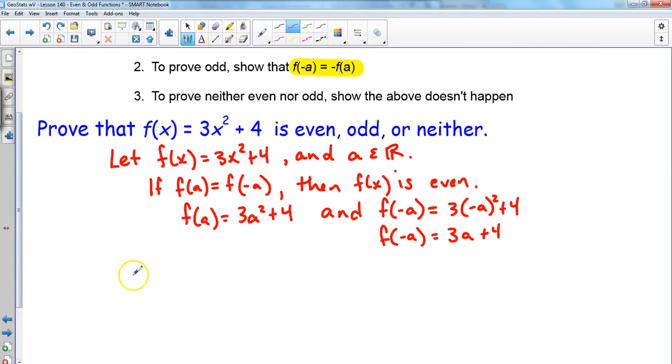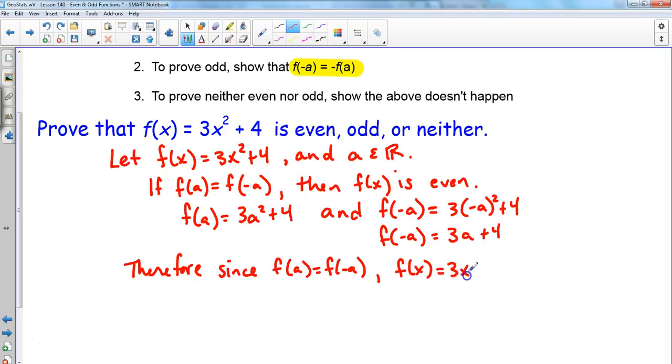So we just need a conclusion. And we can conclude this essentially by saying, since we've shown that f of a equals f of negative a, we know the function is even. And that's it, we're done.